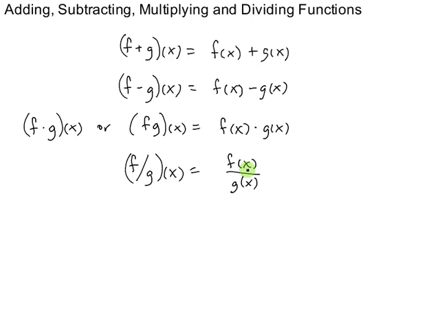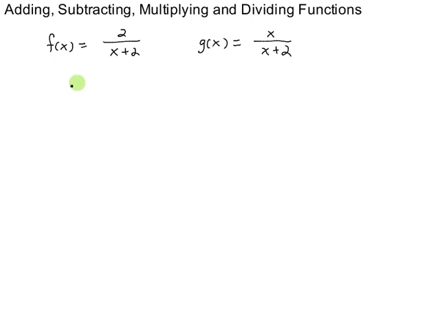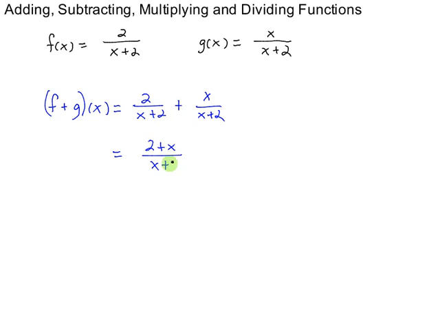Let's look at some examples. So here I've given you two functions, and we're going to first start by finding f plus g of x and its domain. Well, f plus g of x is f of x plus g of x separately. So that's 2 over x plus 2 plus x over x plus 2. And this simplifies down to 2 plus x over x plus 2. And 2 plus x is exactly the same thing as x plus 2. So those reduce each other and become 1's, and 1 divided by 1 is 1. So the output of this function f plus g is simply 1.